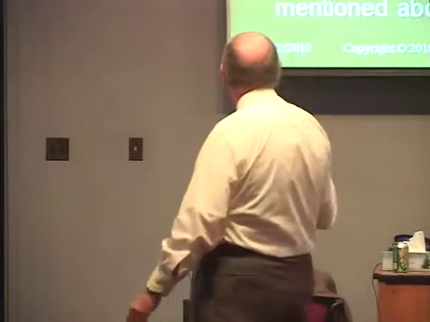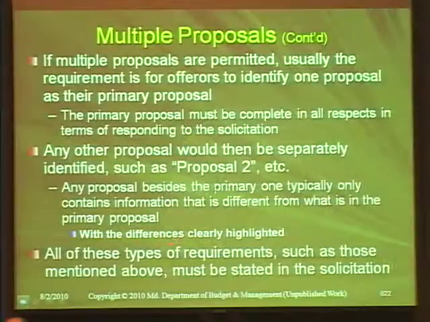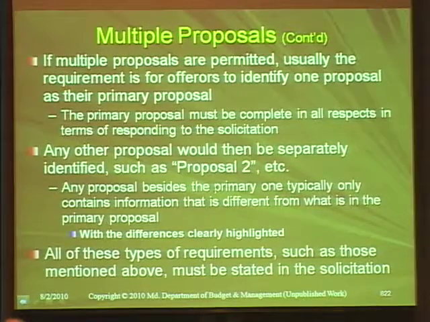If you give a multiple, that multiple should only contain the information that is different from the primary proposal, because usually 90%, 95% would be identical information regardless. So you want to focus on the difference, and you want them to highlight the differences. They tell you what's in the multiple, and then you want them to explain how it is different from their primary proposal, and all that must be stated in the solicitation.